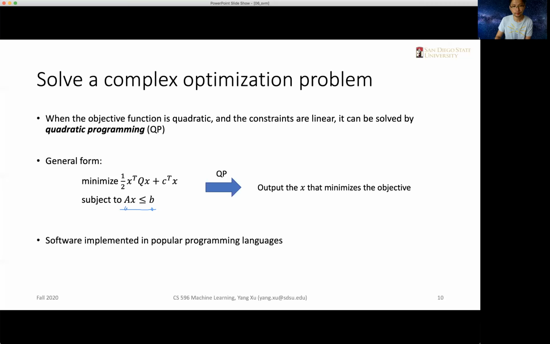Okay, and we already have plenty of them in multiple programming languages.